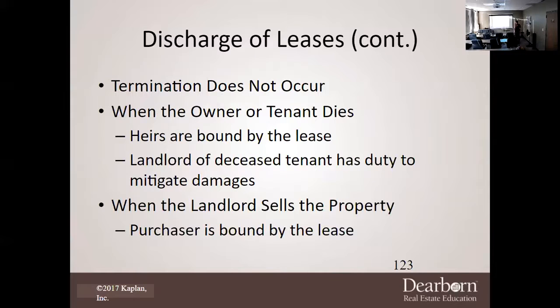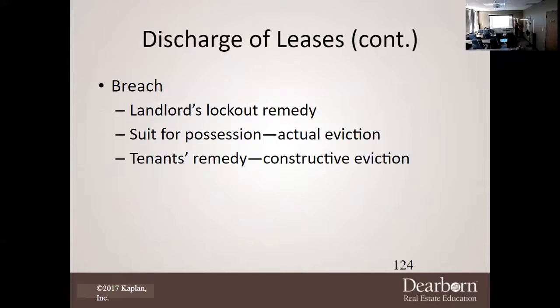The termination does not occur in some situations. When the owner or the tenant dies, that can also discharge the lease, but the heirs are still going to be bound to that lease. Just because the party dies, the lease stays in effect on that estate. The landlord of deceased tenants has a duty to mitigate those damages, and when the landlord sells the property, the purchaser, like we said earlier, is bound to the lease. Again, a breach of contract can also be a way for discharge.